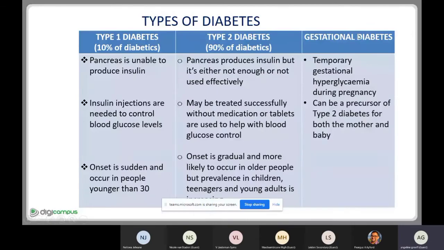Then just something that you need to know, gestational diabetes. This is a temporary condition that happens during pregnancy. There are hormonal changes, so that might be the reason why this occurs. So this is normally a type of diabetes that's only experienced during pregnancy, but it can be a precursor for type 2 diabetes for both the mother and the baby. So the importance here for grade 12 is to understand the differences between type 1 and type 2 diabetes.